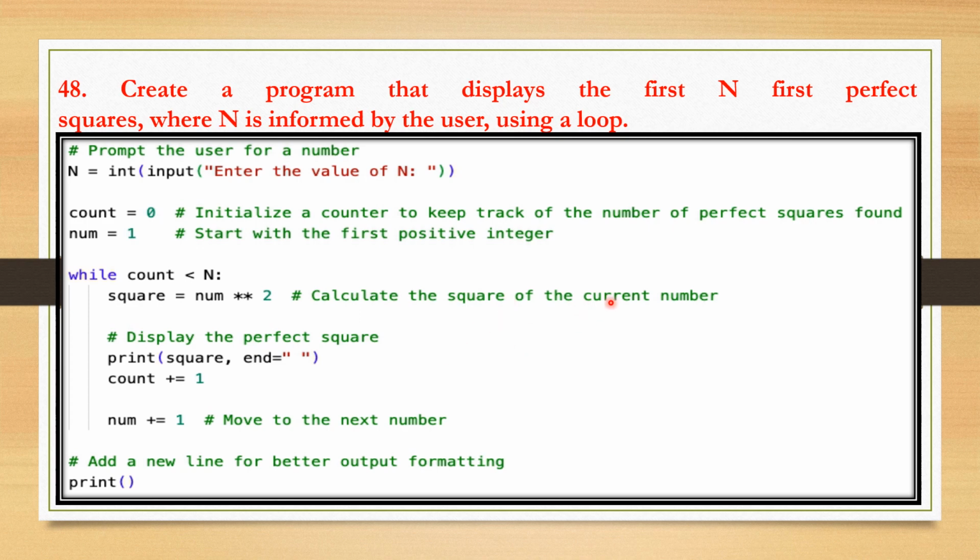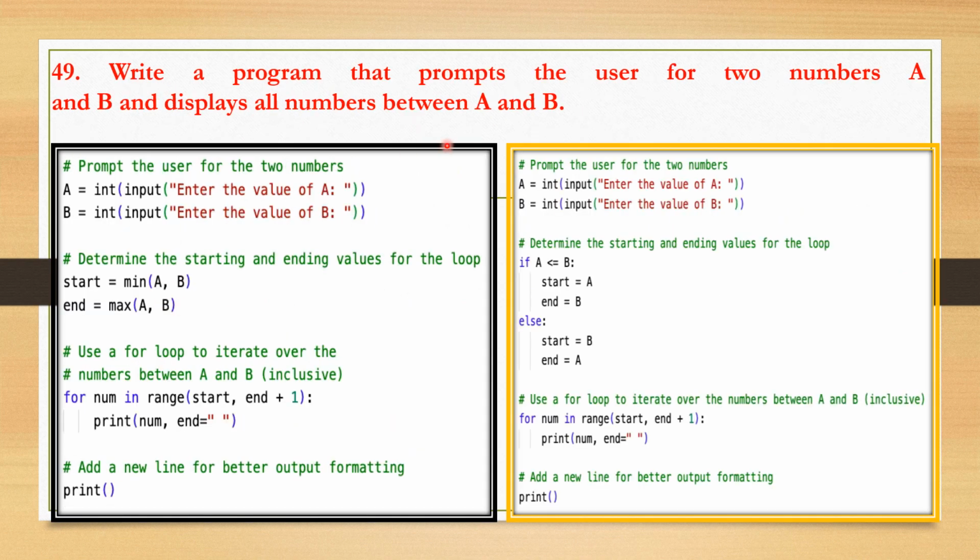So after that loop, we use the print function without any arguments to add a new line, which improves the output formatting. The next program is to prompt the user for two numbers a and b and display all the numbers between a and b. So here, the first solution is that we use the input function to prompt the user to enter two numbers a and b. The int function is used to convert the input values to integers.